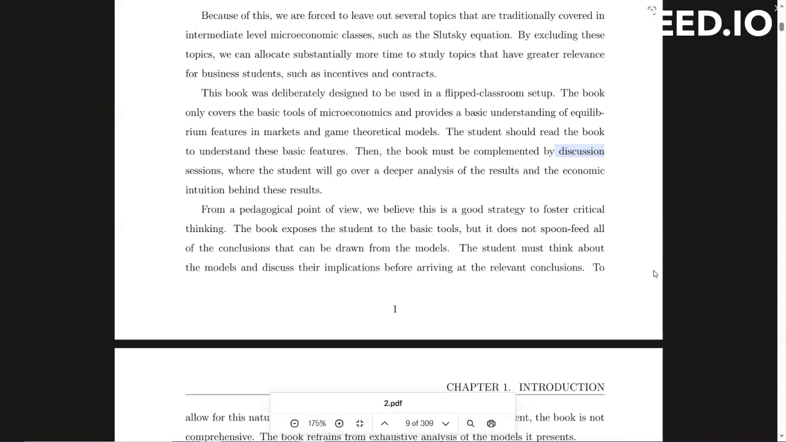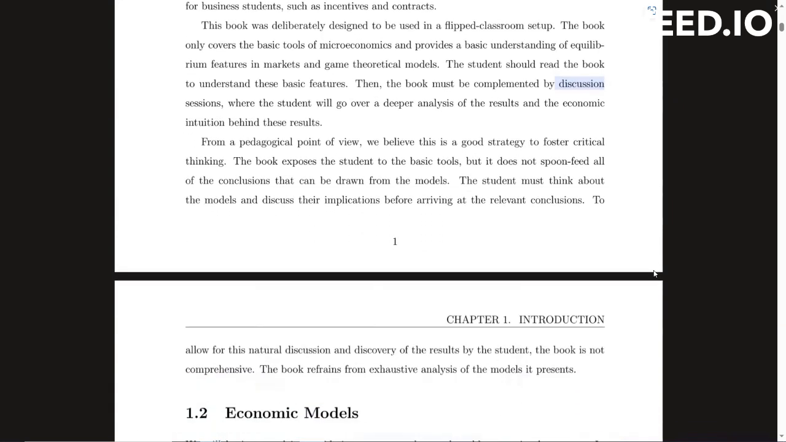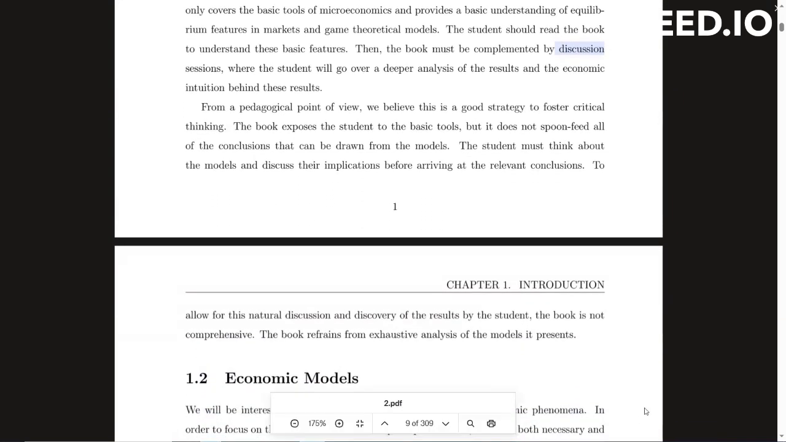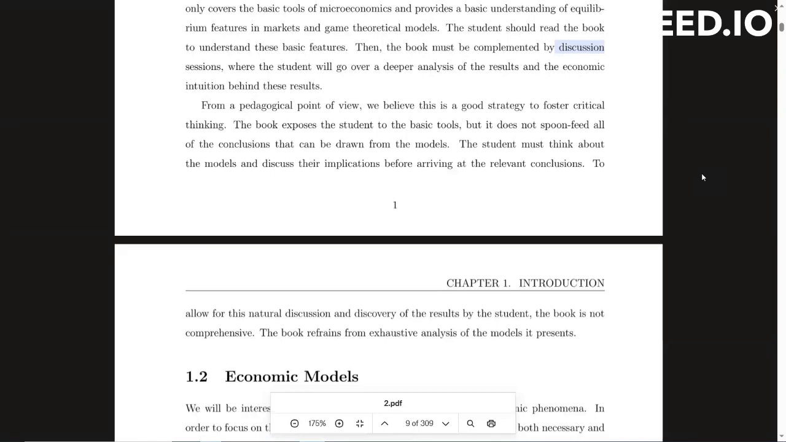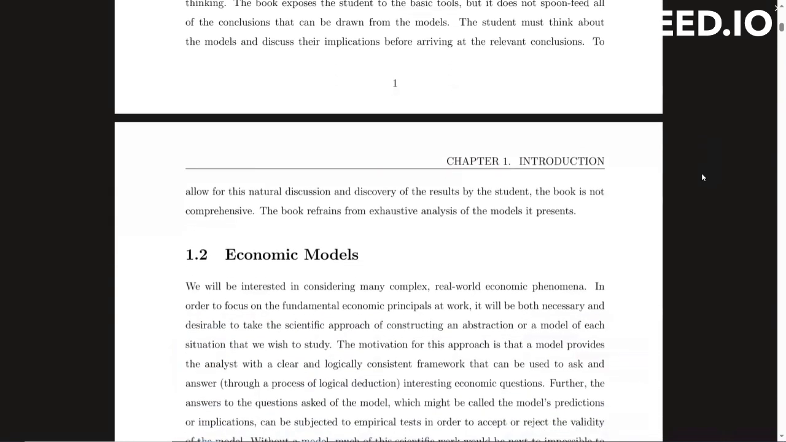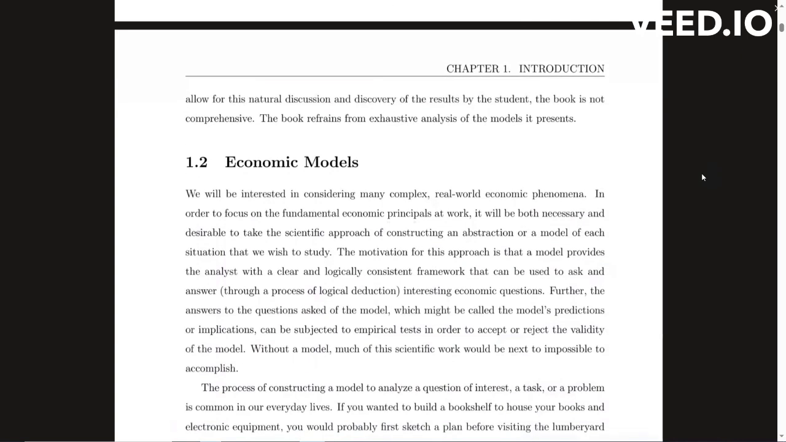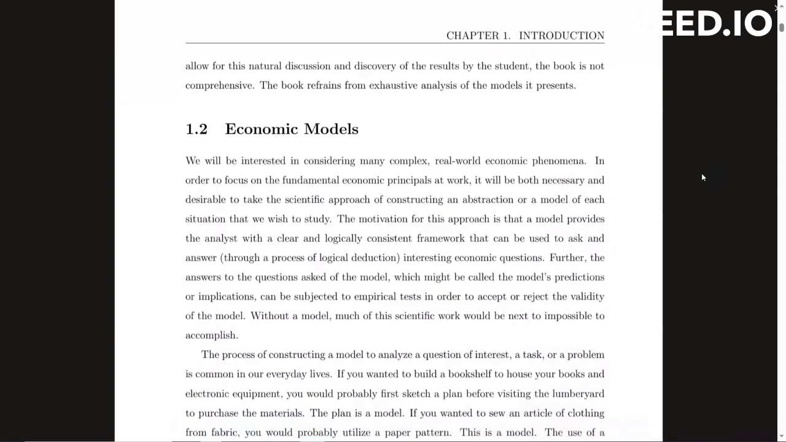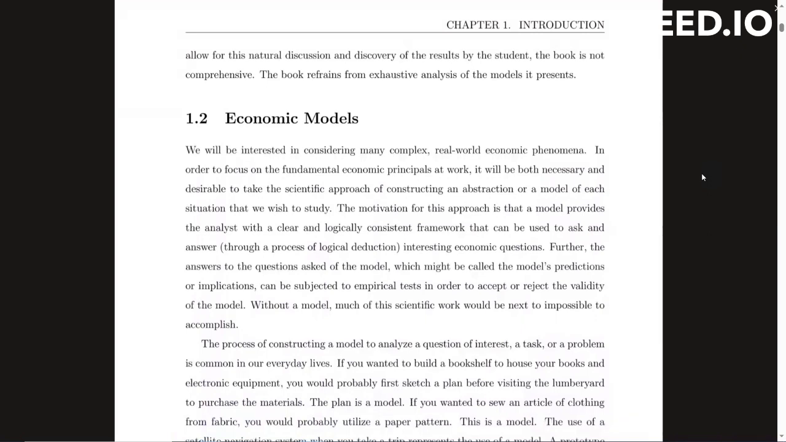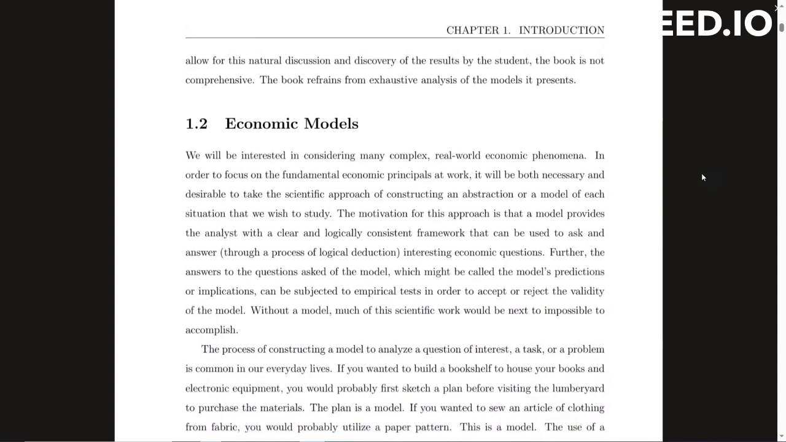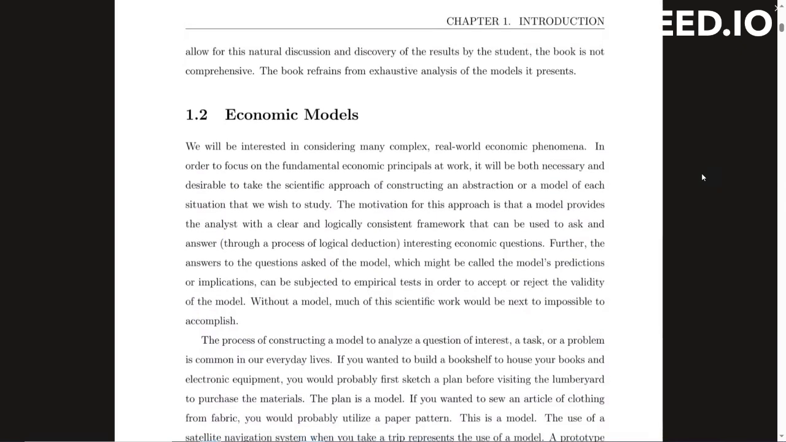We don't really need all this here. So 1.1 is the introduction, and it goes on from there. The book refrains from exhaustive analysis of the models it presents. Basically, that just presents the fact that we have brief examples throughout the book. All this book really does is introduce some of the examples, and we learn the fundamentals of the concepts and then move on.